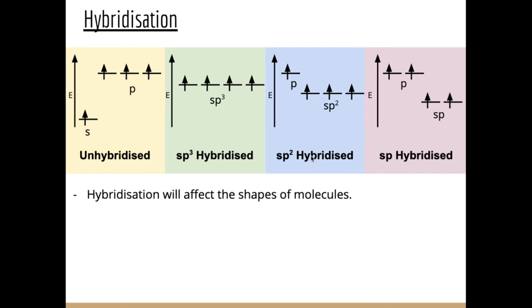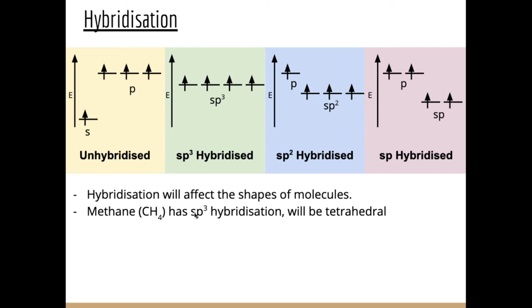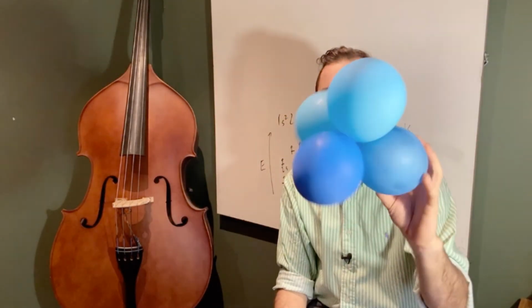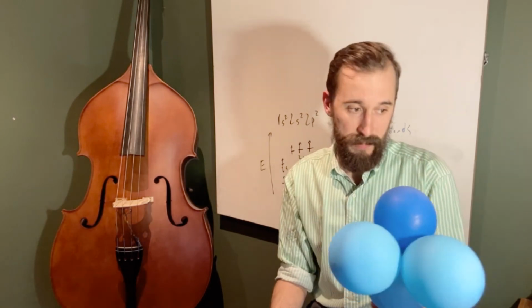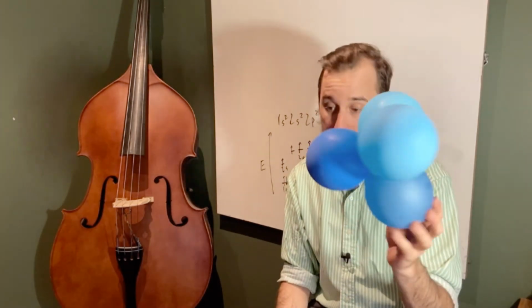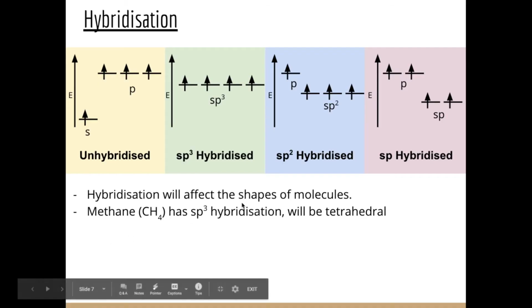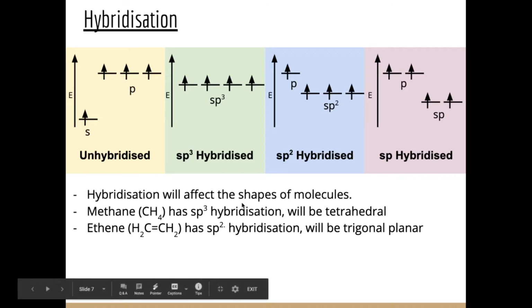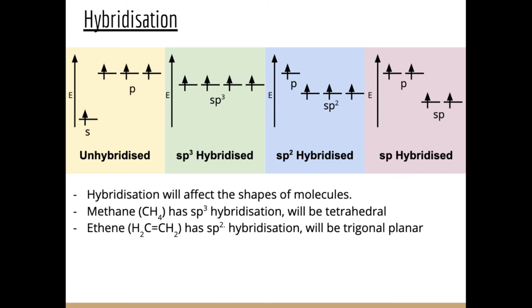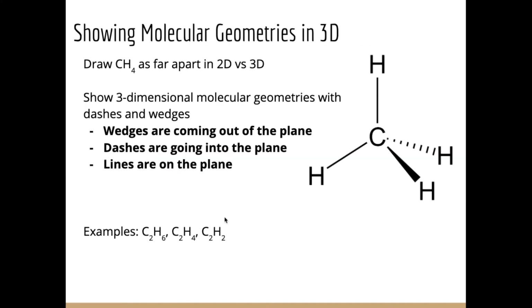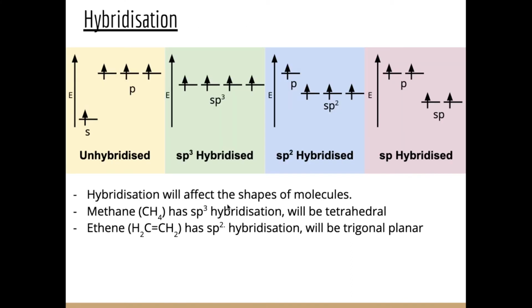Okay. Hybridization will affect the shapes of molecules. Methane has sp3 hybridization, so it'll be tetrahedral. And that's this balloon model, the blue one that I keep showing you, sp3 tetrahedral. So we can rationalize why something like methane will have this geometry, and it's because of the hybridization that it has. Whereas ethene will be sp2 hybridization, which will be trigonal planar, which is due to that model that I showed you previously.